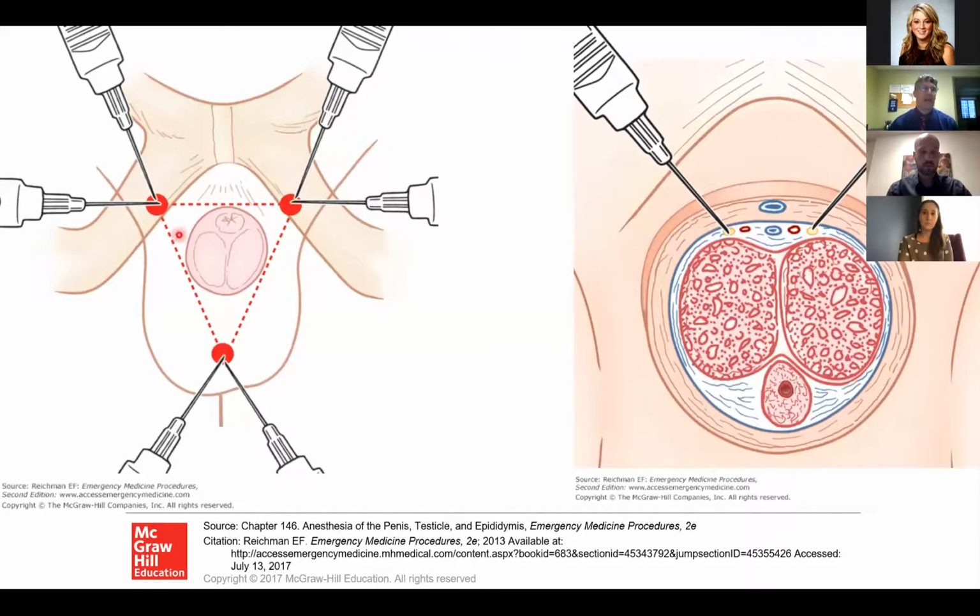The ring block or a regional block is difficult. You're doing this on the abdominal wall, there's a lot of redundant tissue, and there's a lot of hair in the area. So it's really hard to do this procedure. We had a much better technique with the direct anesthesia.